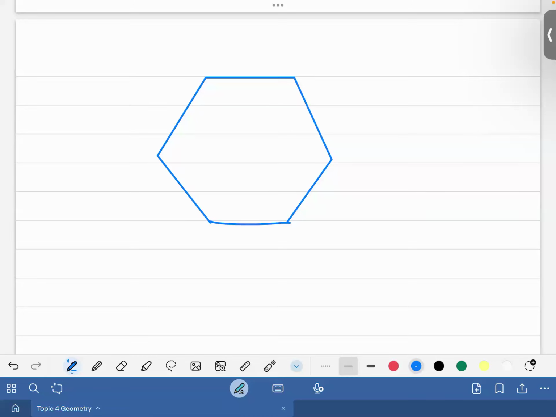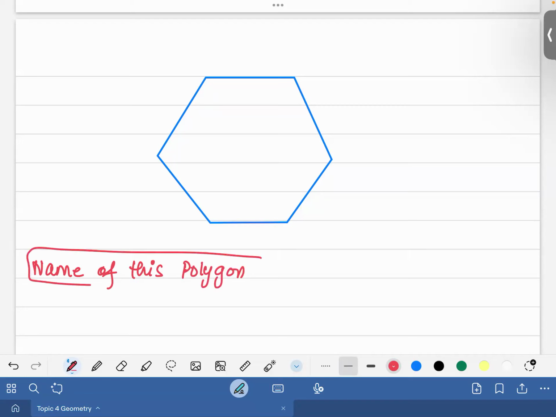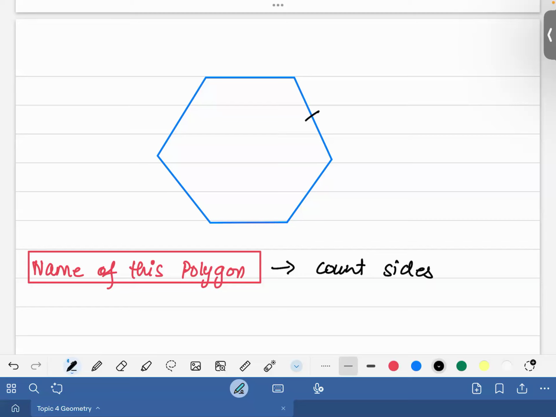What is the name of this polygon? Anyone? Hexagon. Step one is to count sides: 1, 2, 3, 4, 5, 6. N is equal to 6. So n equal to 6 is a hexagon.